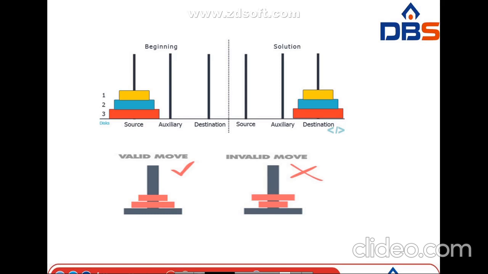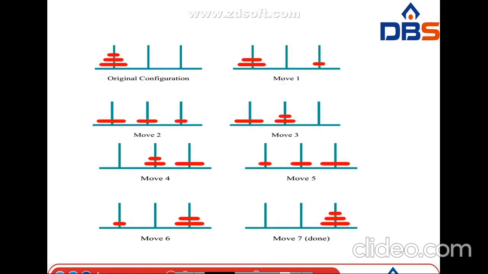Here it is a valid move. Valid means we should keep the smaller disc on top: on the large we have the medium. An invalid move means the medium is there now, and on the medium we should not keep the large. So it is invalid. So this is the puzzle. If you see here, the first one is the original configuration, that is large, medium, and small.